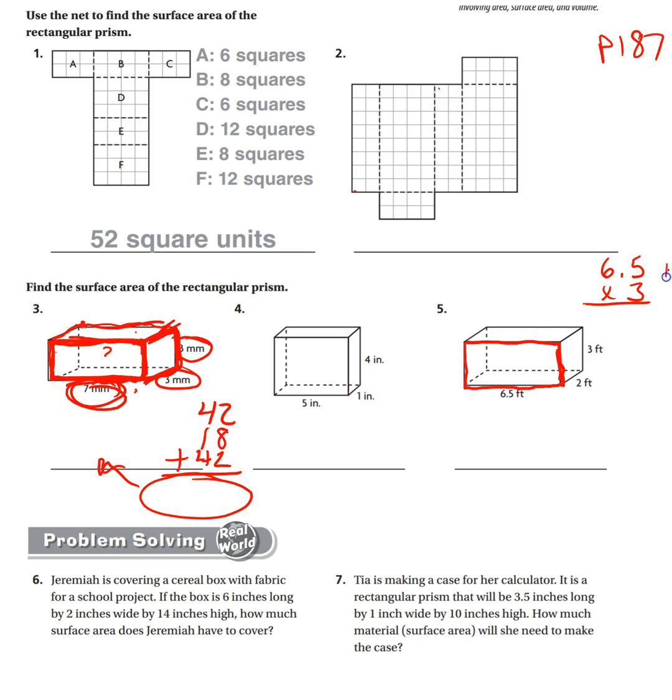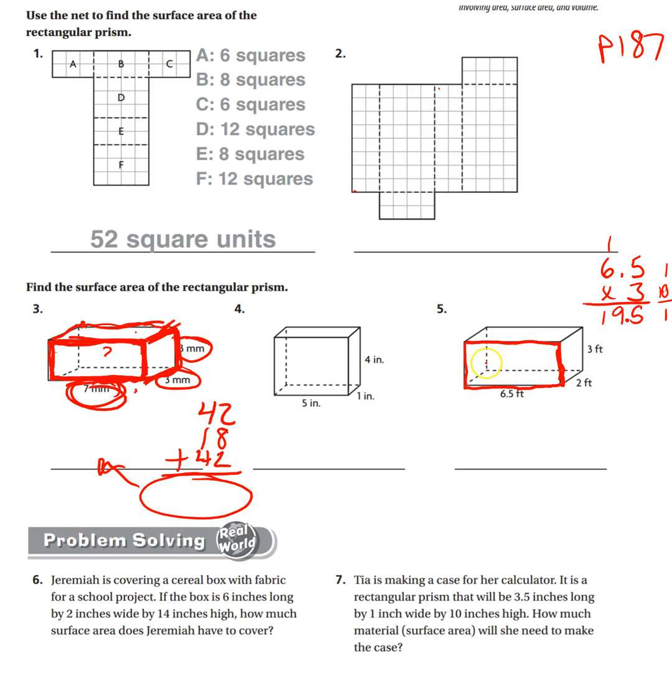So I have one number behind the decimal here, no numbers behind the decimal here, so I'm going to move my decimal over 1 when I get my final answer. 3 times 5 is 15. 3 times 6 is 18, plus 1 is 19. Move my decimal over 1, 19.5.